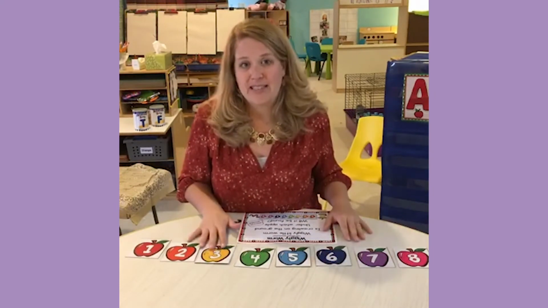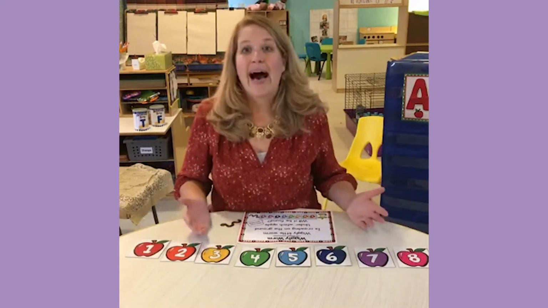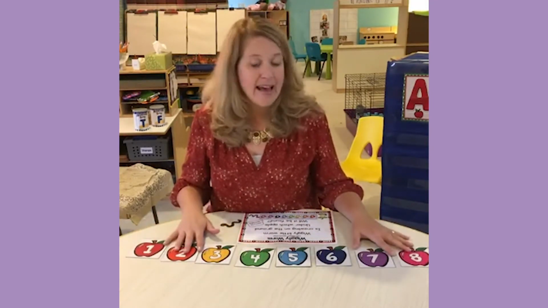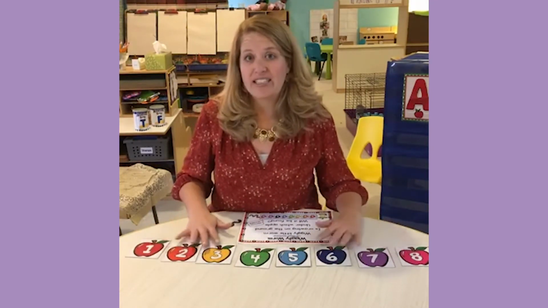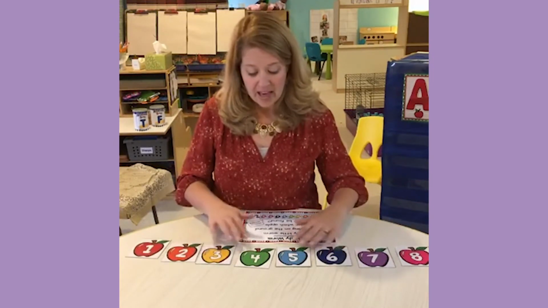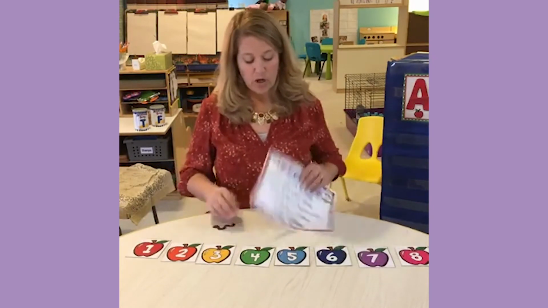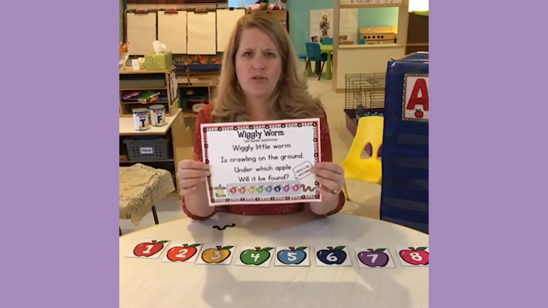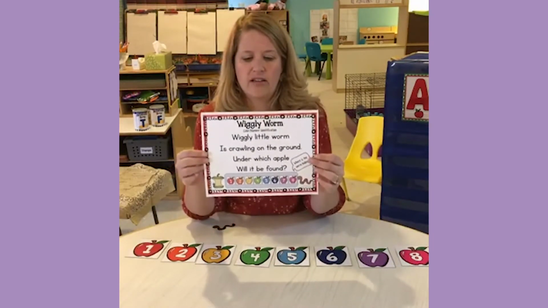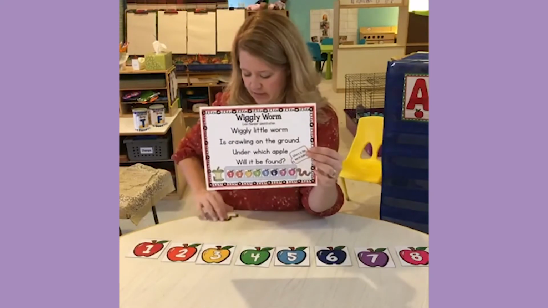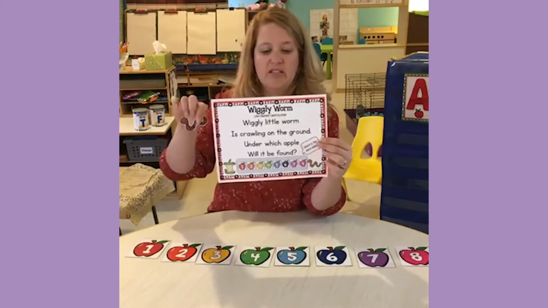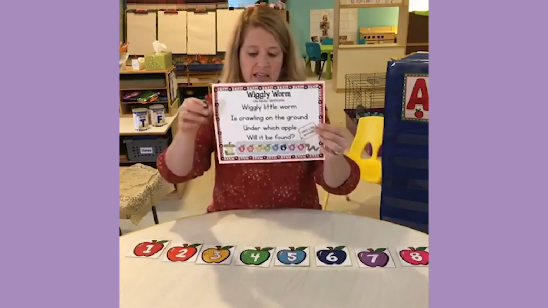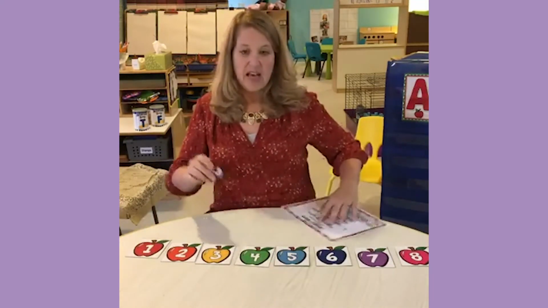One of our favorite circle time activities is a hiding game. We have lots of different versions of this where we hide things and ask the students to close their eyes and try to figure out what we're doing. The one I'm going to share with you is the Wiggly Worm. It's a little poem that I wrote. It goes, Wiggly little worm, here's that little guy, crawling on the ground. Under which apple will he be found?